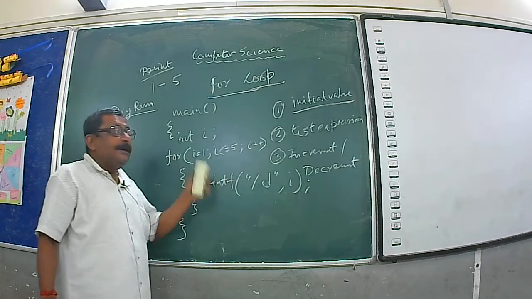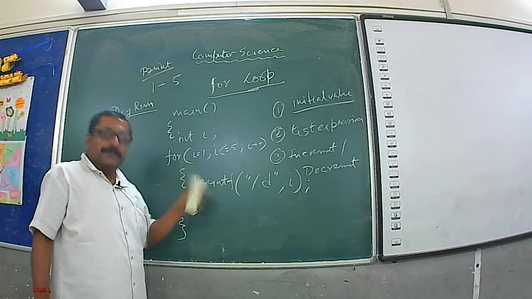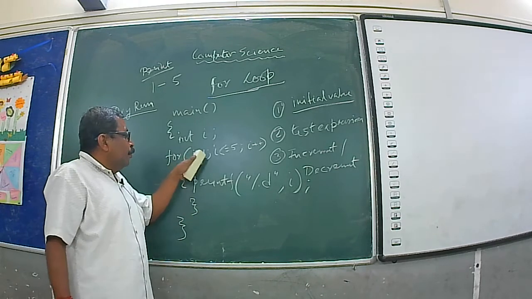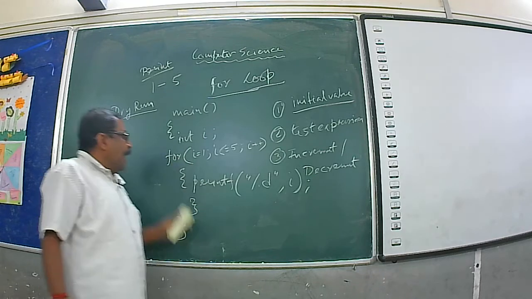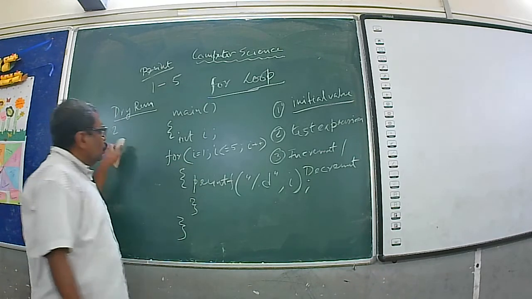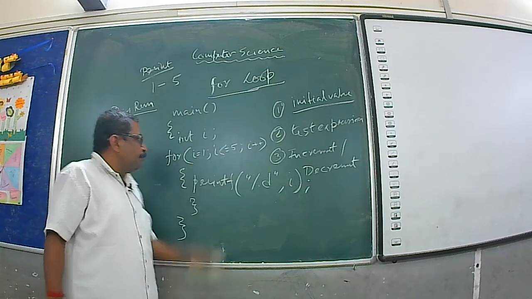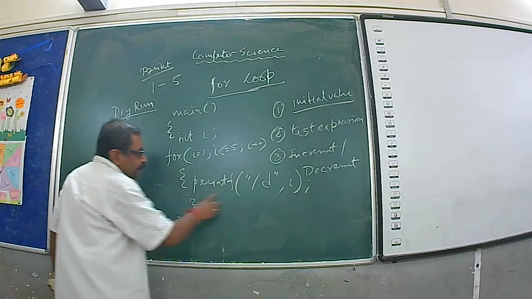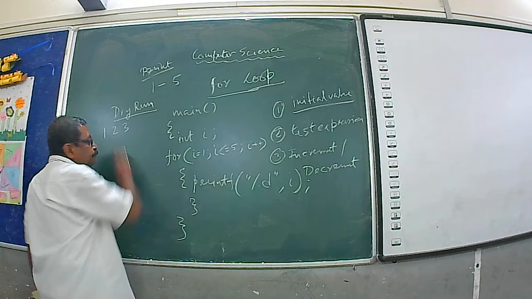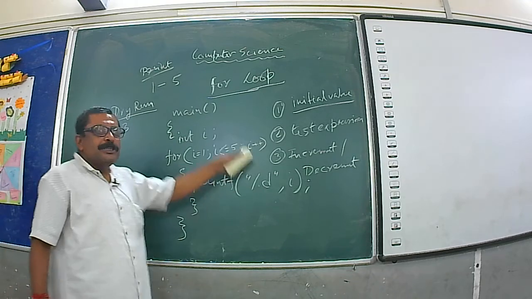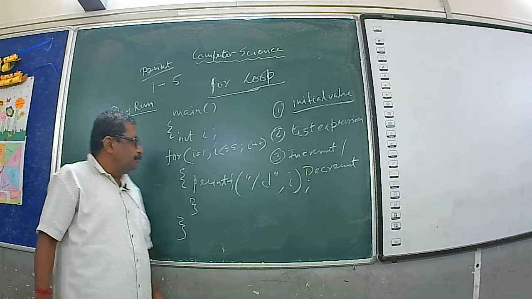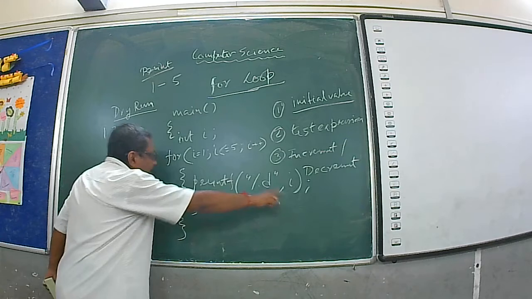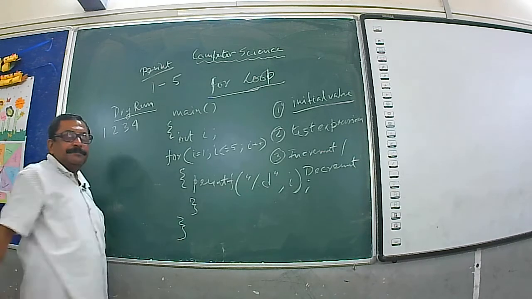Again check the expression. i is equal to 1, that is only once, because that is only the initial value. So it will work only once. Next, after 2, the value is incremented to 3. 3 less than or equal to 5, yes, that is also true. printf, 3 will be printed. Next i plus plus, the value of i became 4. 4 less than or equal to 5, again true. printf, 4 will be printed.